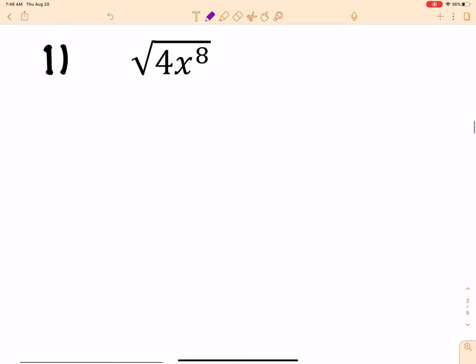So again, you treat your number different than your variable. So we just do the square root of 4. Square root of 4 is 2, so we don't have to do a factor tree for that. And then x to the 8th is an even number. Divide 8 by 2, 2x to the 4th.